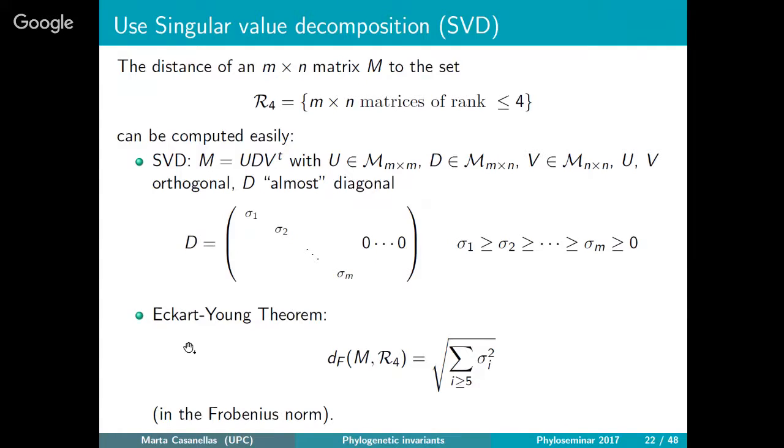And then there is this Eckart-Young theorem, or also Schmidt's theorem, that says that the distance from your matrix to the set of rank 4 matrices is given by the square root of the sum of the squares of the last singular values. These are called the singular values. If you take sigma 5 up to sigma m, and you compare the square root of the sum of the squares, this gives you the distance. So how far is your matrix from being a rank 4 matrix? This is in the Frobenius norm, which is also not relevant here.